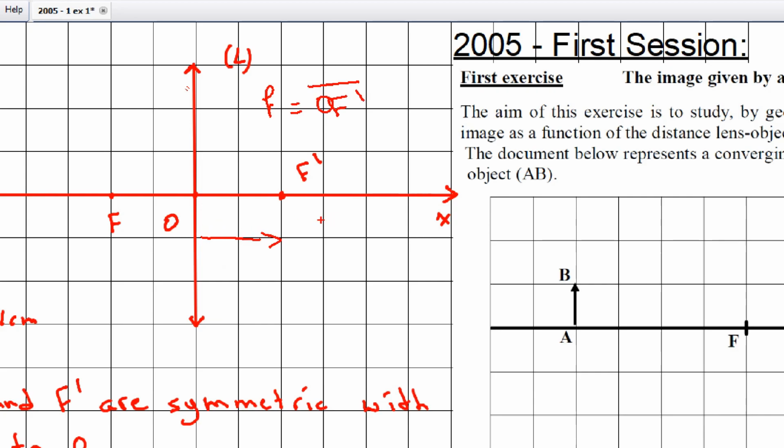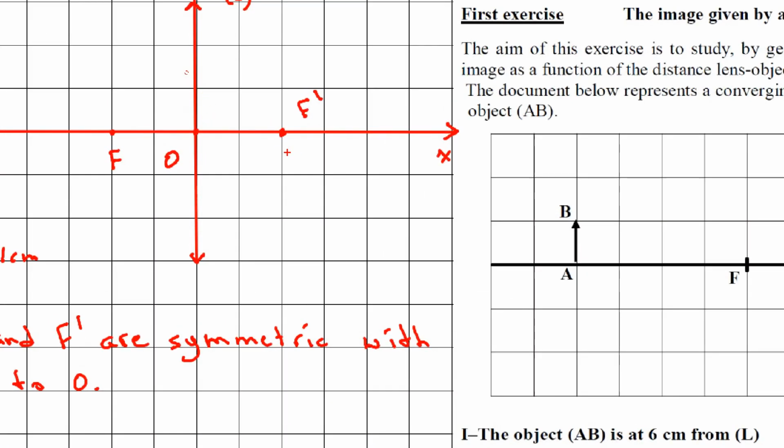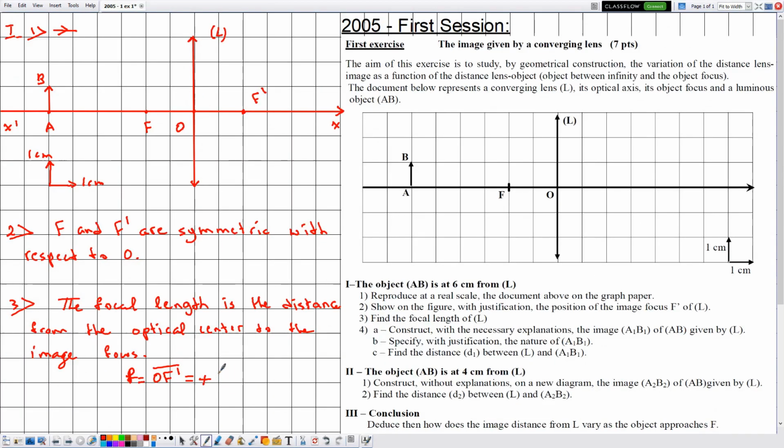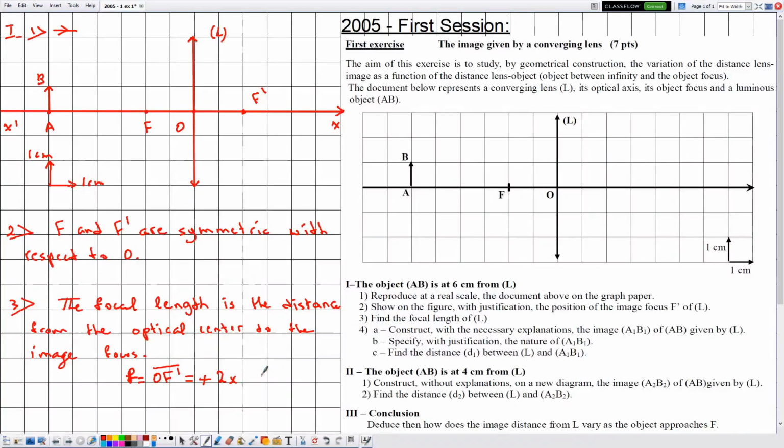Notice that this distance is in the same direction of the positive x-axis, so it's positive. And now we count the number of divisions between O and f prime. We have 1, 2. And we multiply by the scale along which we have counted the number of divisions, which is the scale along the x-axis. This will give us 2. Since the scale is in centimeters, then the value of f will be in centimeters. Then f is equal to 2 centimeters.